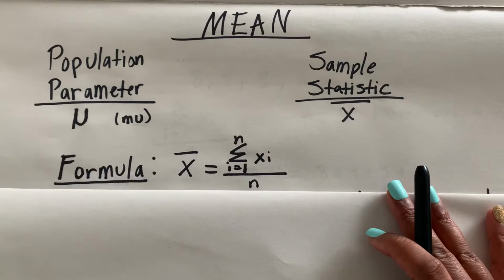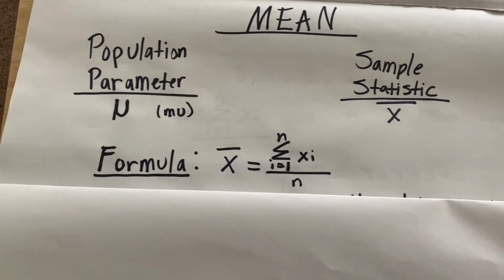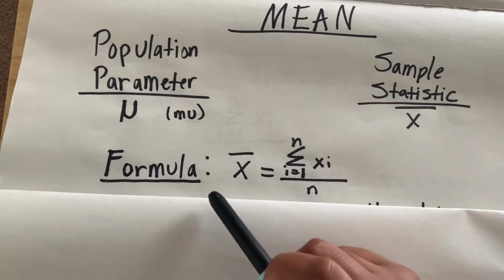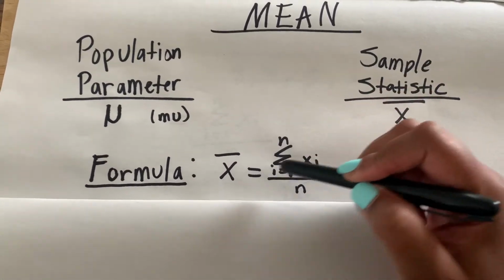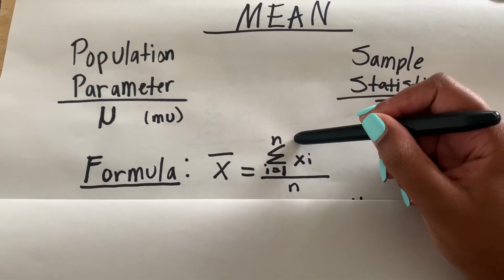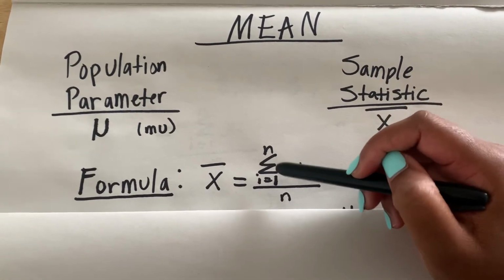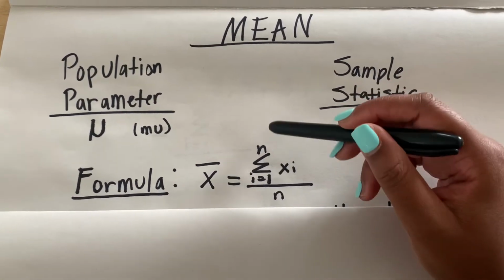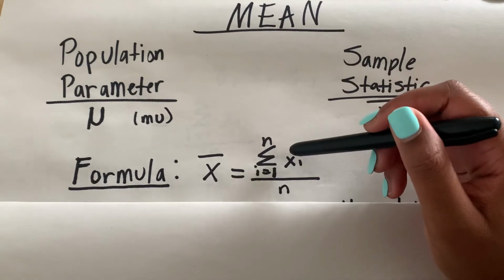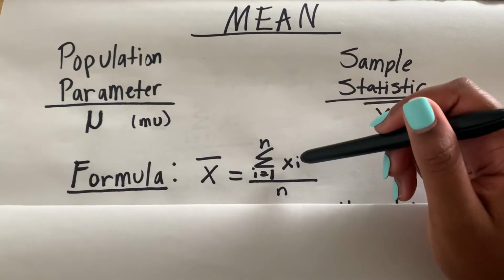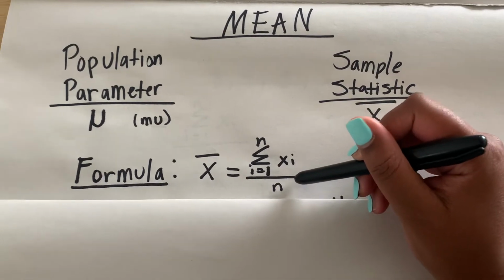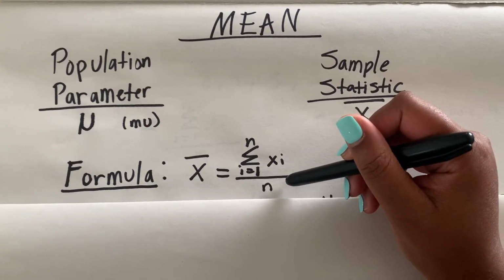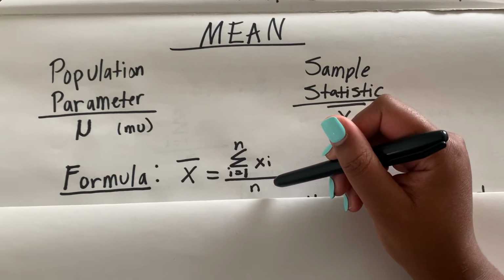Now, there is a formula for X bar. The formula for X bar to find your mean is X bar is equal to the summation, this squiggle here is a capital sigma, which stands for summation, of Xi, where Xi are your data points, divided by N. And N is the number of data points in your sample.